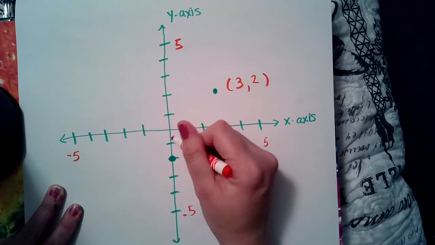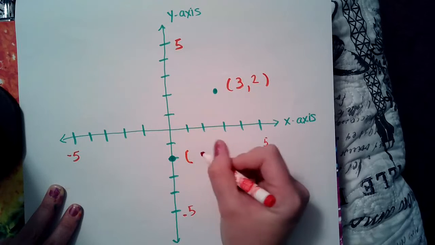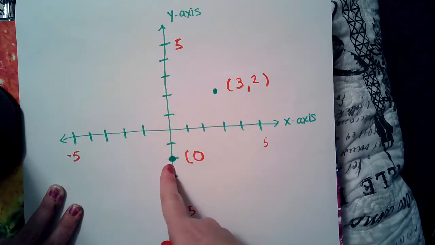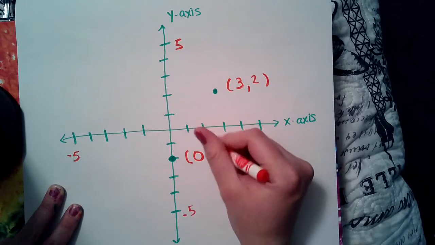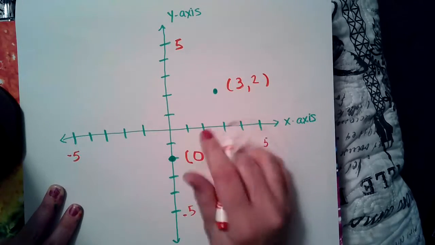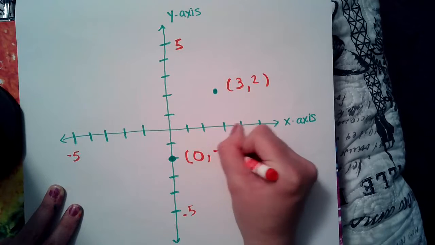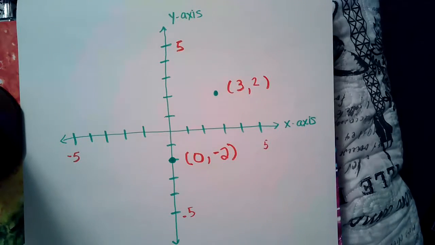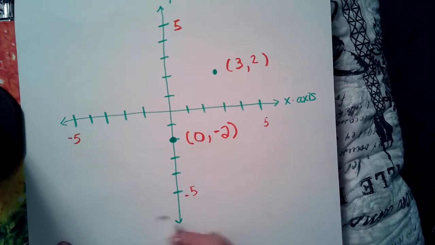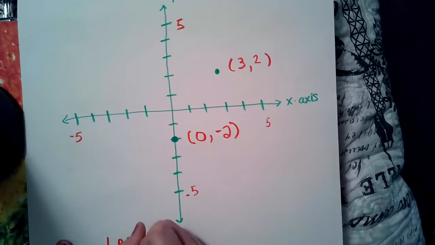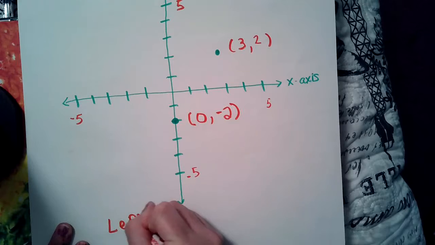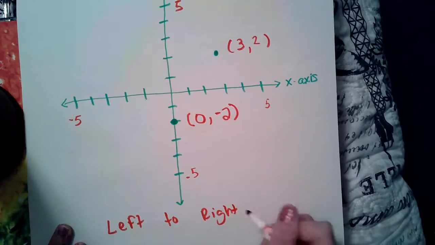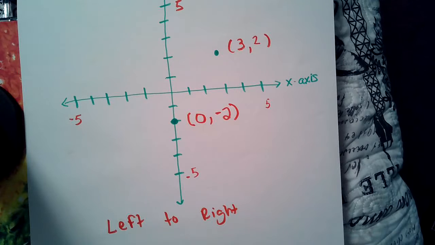Okay. Here I have a 0 as my x because I'm not going left or right. And then I have a negative 2. Now, we always read left to right. Make sure you make a note of that. Left to right. Now, the cheat is going to tell you to do this, okay?